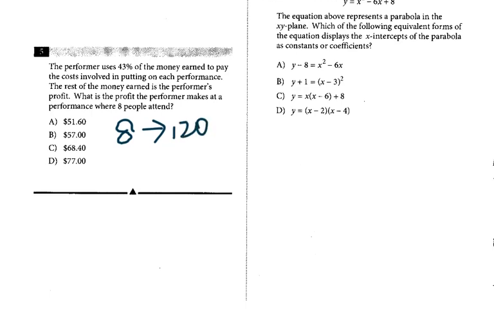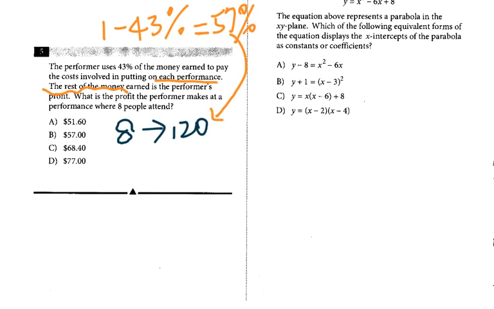And they said we're looking for the profit. Profit will be the rest of the money. That means if 43% goes to each performance, then the rest will go to profit, which means 1 minus 43%, and it equals 57%. That goes to profit. So 120 times 57%. We use the calculator, we can get the answer, and it will be C.